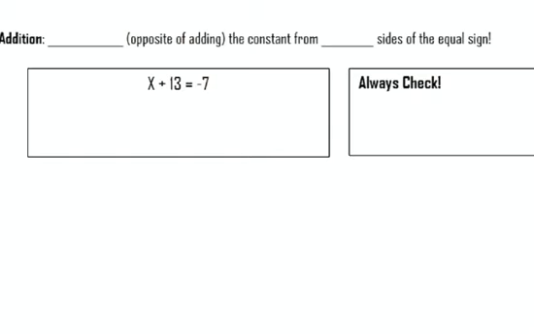Okay, so the very first thing, when you're looking at this equation here, x plus 13 equals negative 7, we can ask ourselves, what are x and 13 doing right here? Well, they are adding, right? X and 13 are adding to each other. So if you see addition, we know that we need to do the inverse of addition, which would be subtraction. So we're going to subtract, and I wrote opposite of adding, the constant, which remember is the number that stands alone, so the 13, from both sides of the equal sign.